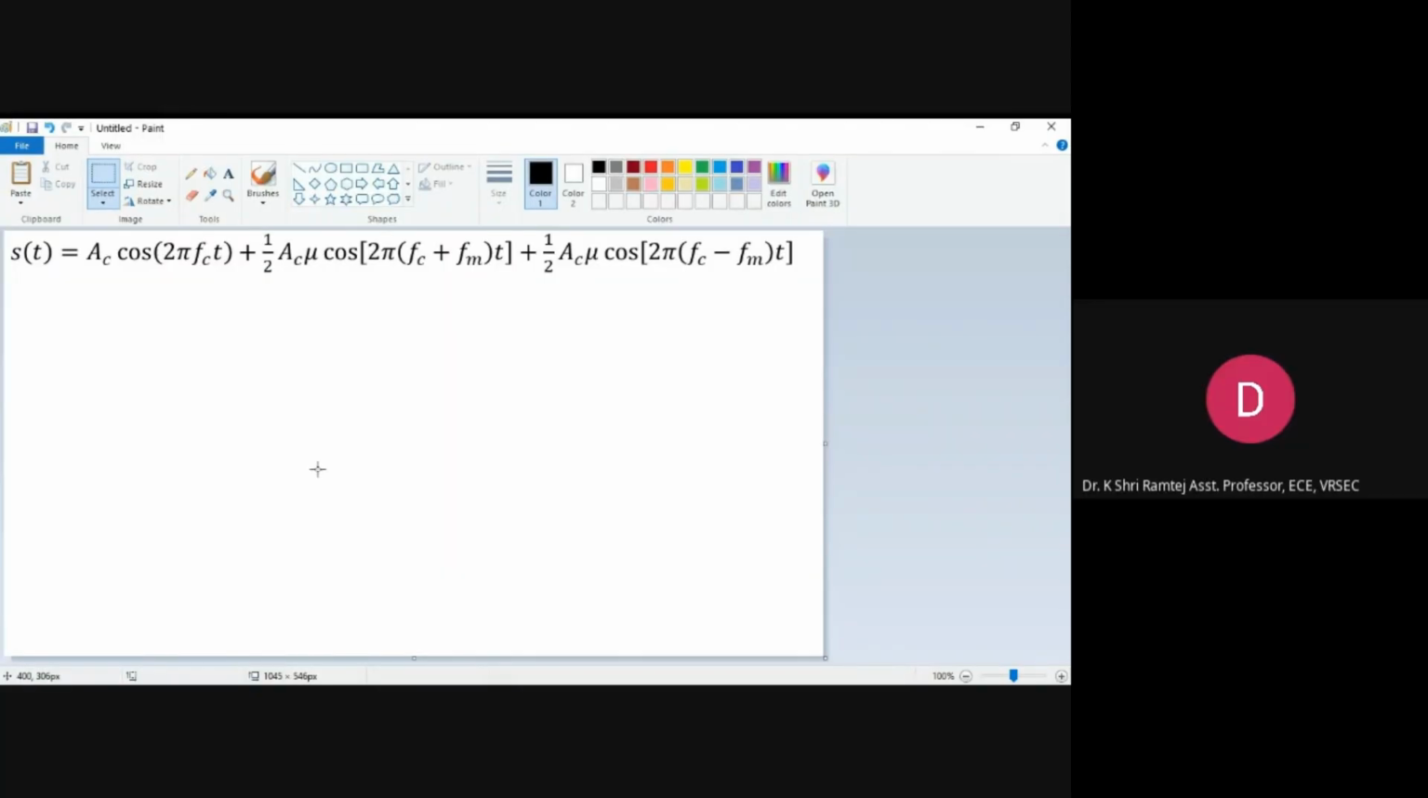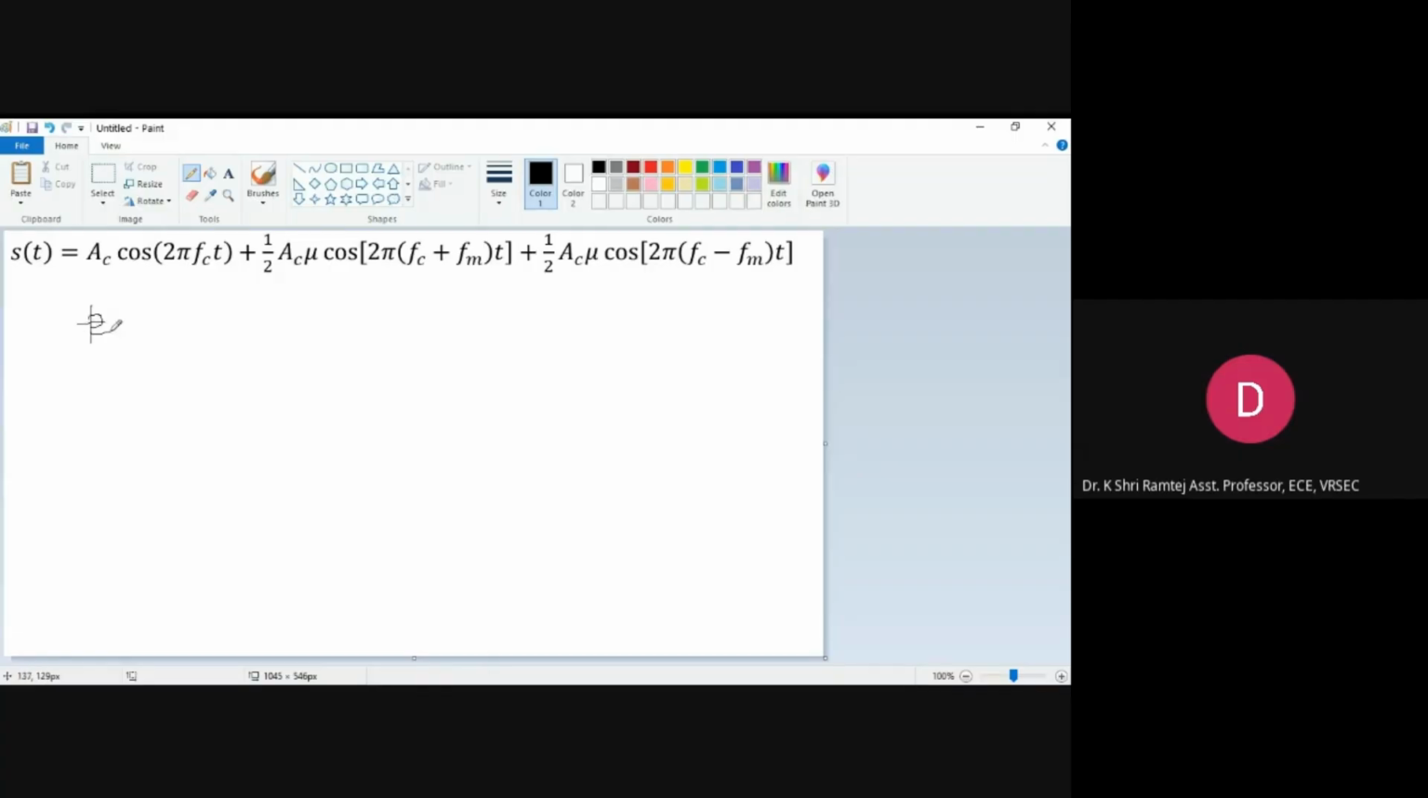Power calculations in AM wave. This is the AM equation for single tone modulation. This part is the carrier, this is the upper sideband, and this is the lower sideband. In order to calculate the power required for an AM wave, first let us see how we can calculate the power value.